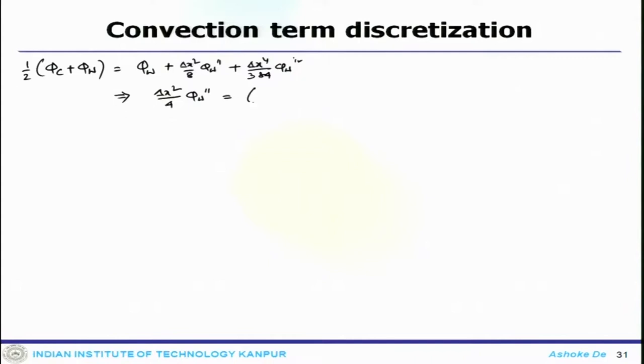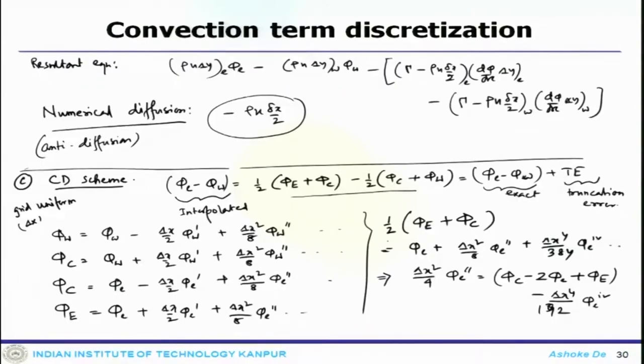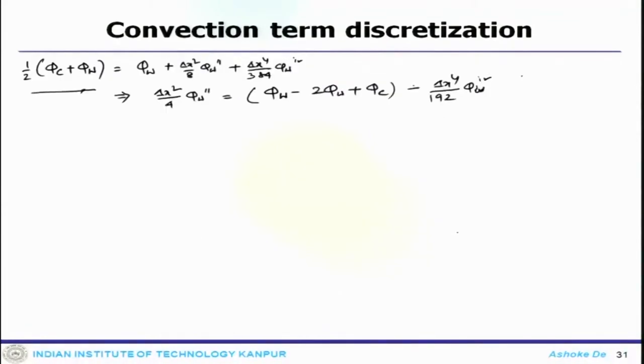Now similarly, you get this term half of phi c plus phi w, which will be phi w plus delta x square by 8 phi w double prime plus delta x 4 by 384 phi w fourth derivative. So one can write delta x square by 4 phi w double prime equals phi w minus 2 phi w plus phi c minus del x 4 by 192 phi w fourth derivative. Now, you substitute this term and what you have got here in the discretized equation.